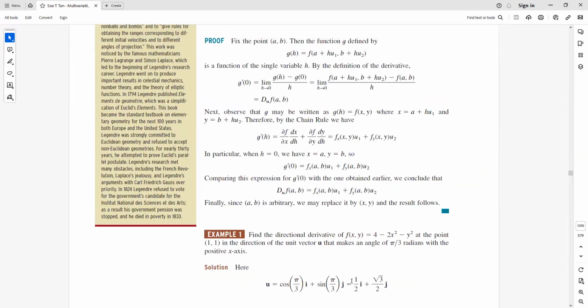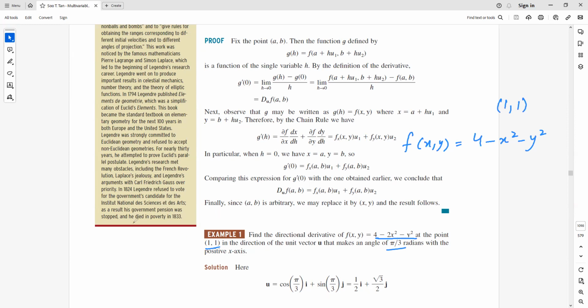Let's say we have a function given in this example, f of x, y equals 4 minus 2x squared minus y squared. So the function is given, it's a function of two variables, with two independent variables, x and y. Now we need to find the directional derivative at the point (1, 1) in the direction of a unit vector that makes an angle pi by 3 radians with the positive x-axis.